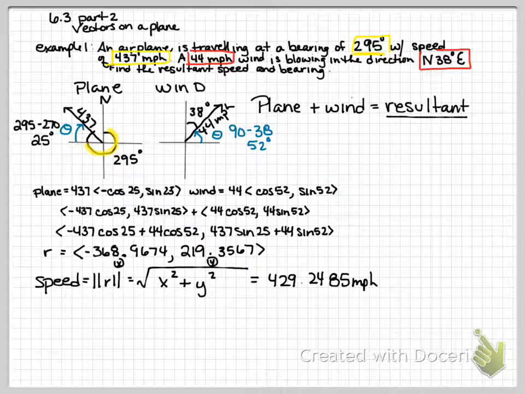And so does that make sense? Let's look at it. Our plane is supposed to be flying at 437. The wind is kind of pushing the plane that way. So it's probably going to slow it down a little bit. Not too much, but just a little bit. And so that seems about right.